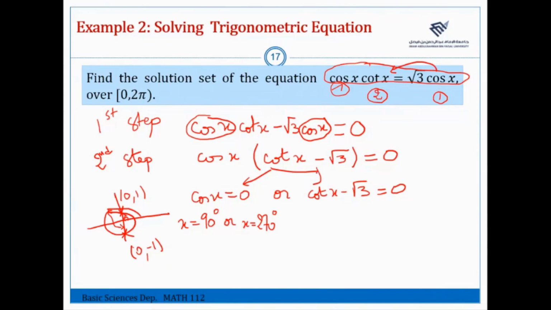Now the second one: cotan x minus square root of 3 equals 0. How do we solve this? We isolate the cotan: cotan x equals square root of 3. To solve it we use the inverse cotan, cotan minus 1, using the calculator. So for this we calculate alpha, the reference angle: cotan inverse of square root of 3.